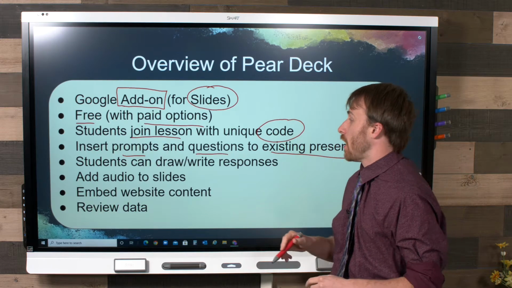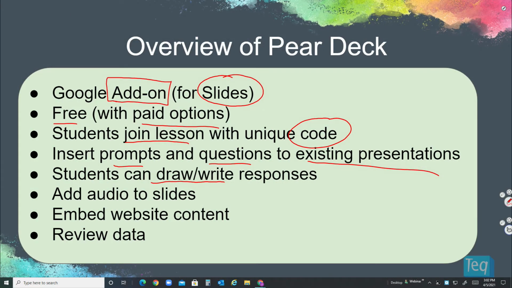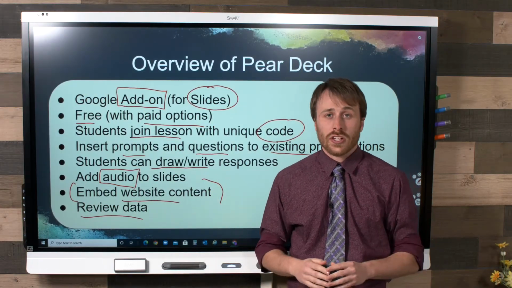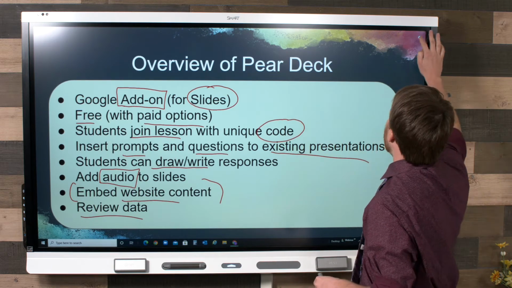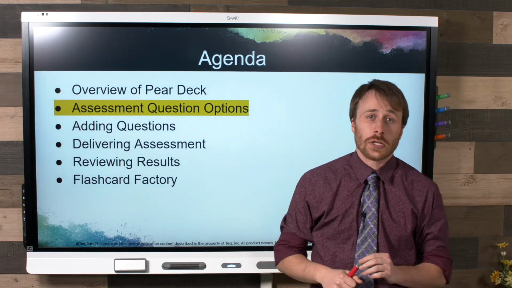Some other great features of Pear is that you can have students draw and write their responses. We can also add audio to slides, which is great for our ELLs. We're also going to see that we can embed website content, and we can also review our data. All of this is available on Pear. We're going to see a lot of these features throughout this course today. So let's keep moving, and now let's take a look at different assessment question options using Pear.